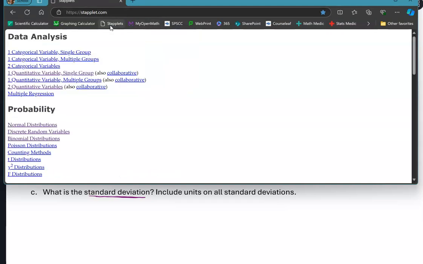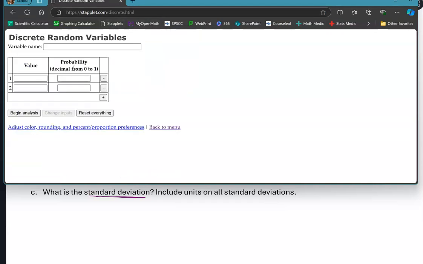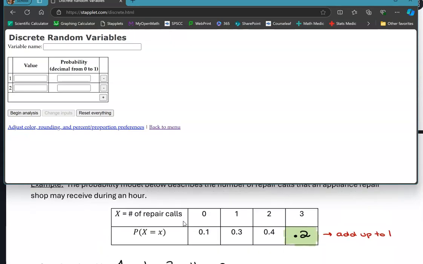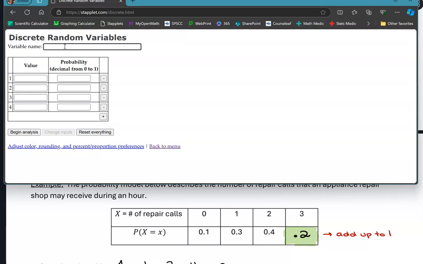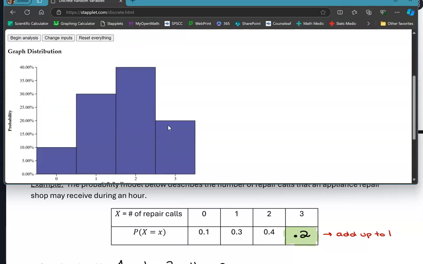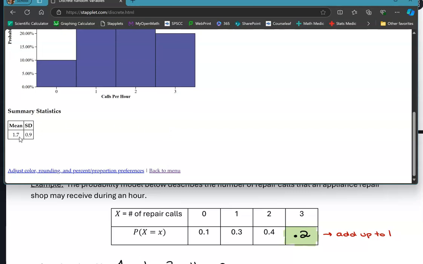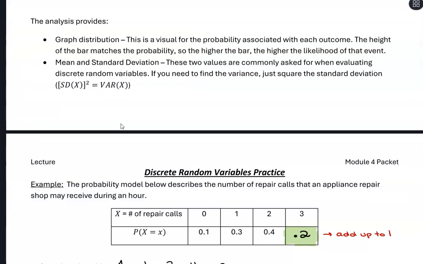I'm going to go back to Stapplet, discrete random variables, and with this scenario, we have 4 possible outcomes. So I'm going to make sure I have 4 rows. I'm going to call this calls per hour. And we could have 0 calls, 1 call, 2, or 3. For the probabilities, we have 0.1, 0.3, 0.4, and 0.2. I'm going to begin analysis. And there I can see the mean of 1.7, so I can use that to check my answer, and then a standard deviation of 0.9.